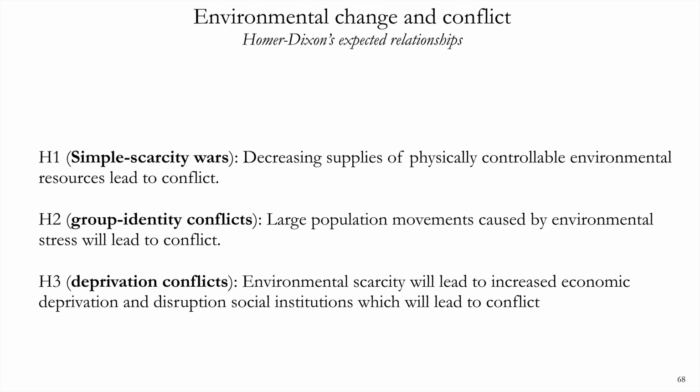With Homer-Dixon, we started talking about the three primary hypotheses that he had. One was that conflict could be because of simple scarcity of a specific resource, or of all resources. Hypothesis 2 is that because of environmental stress, people will move, and that will cause groups to come into conflict. We've seen examples of that in Eastern Africa. And then hypothesis 3, the deprivation conflicts, where simple scarcity could be connected to conflict.